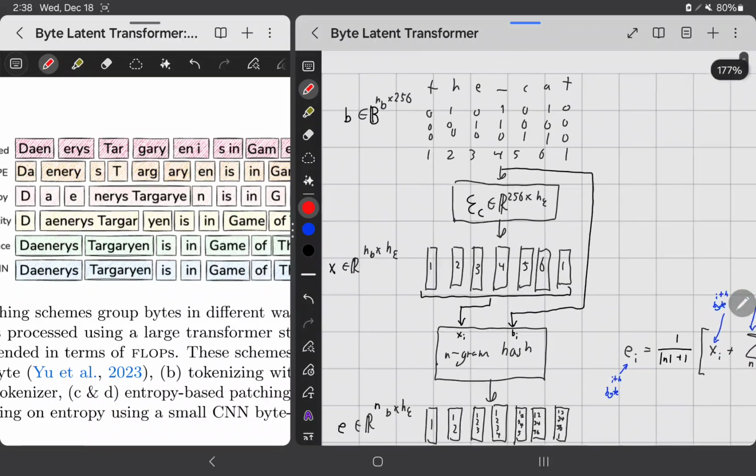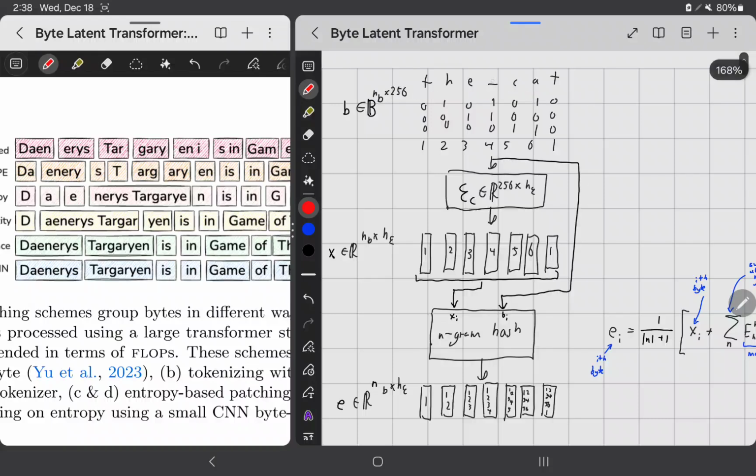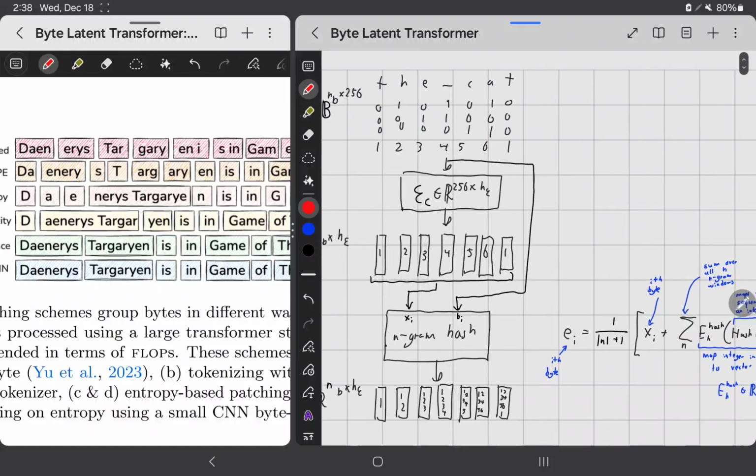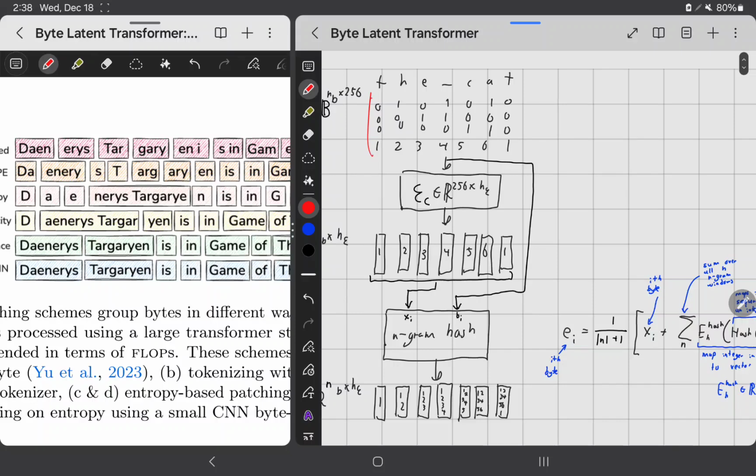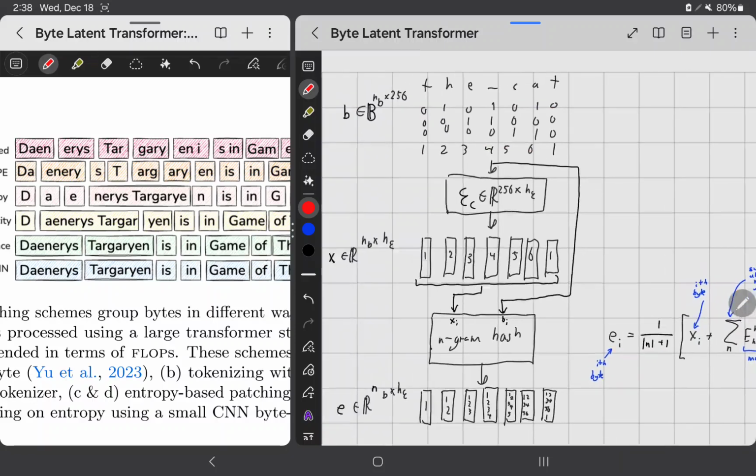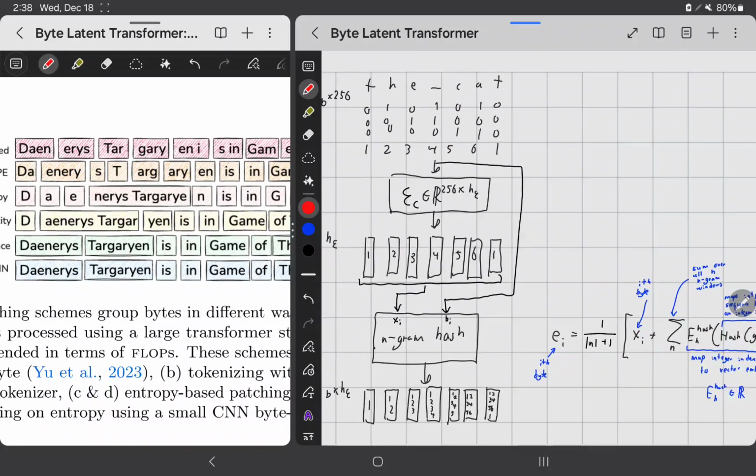The first thing is we're going to take our bytes. So let's say we have "the cat," with a space in the middle, and we're going to encode these. These are not bytes, but pretend they are. They're working with bytes, so 256 values, which would just be 8 binary values. And you're basically going to tokenize these like normal. So we have the word "the" and the word "cat."